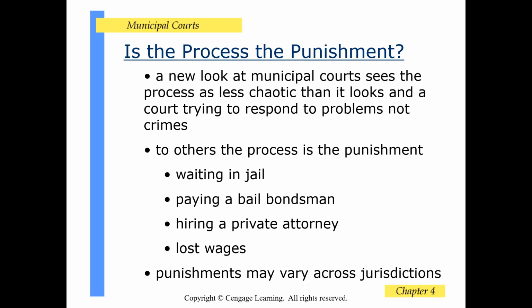Over the years, municipal courts have been so hard on its citizens that people have asked, is the process the punishment? A new look at municipal courts sees the process as less chaotic than it looks, and a court trying to respond to problems, not crimes.